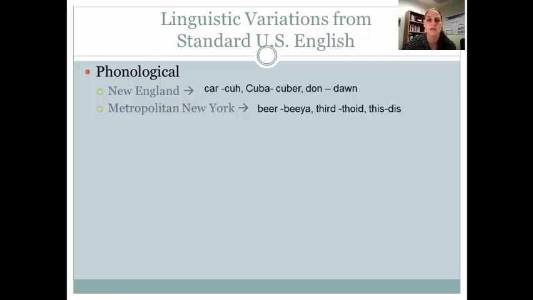So third is thoid. And then th, that hard th, right, that voiced th sound, becomes replaced with a d, right? So this becomes dis, or these become d's. And so just notice how there are rules governing that change in phonology. Okay, it's not just random.